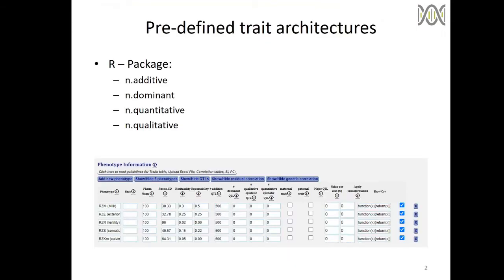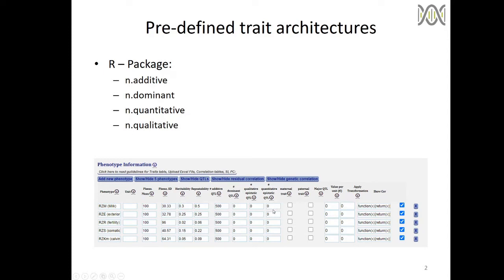When it comes to different trait types, we first off have some predefined trait architectures ranging from additive traits to dominant traits to quantitative epistatic traits and qualitative epistatic traits. In the R package, those are available via those parameters. In the web interface, you have here the phenotype information module where you would enter how many QTLs of the different types you want to have.